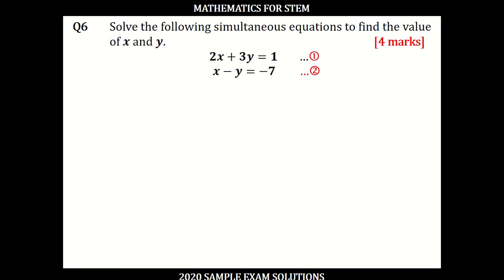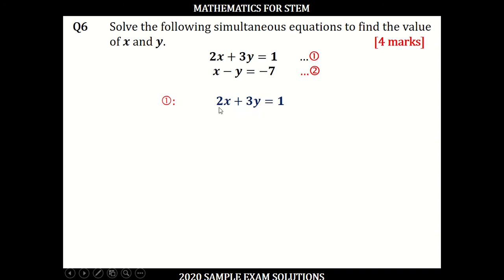In question 6 then, we want to solve the simultaneous equations to find the value of x and the value of y. Now we've got 2x plus 3y equals 1, and we can label that as equation number 1, and then we've got x minus y equals minus 7. We can label that as equation number 2. So we can either get rid of the x's or the y's. Now if we want to get rid of the y's, we'd multiply by 3.